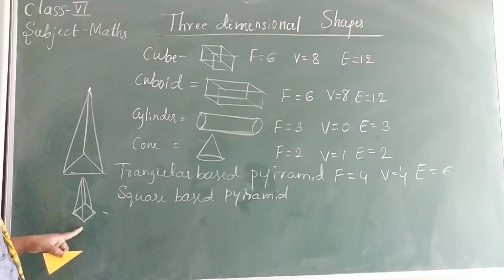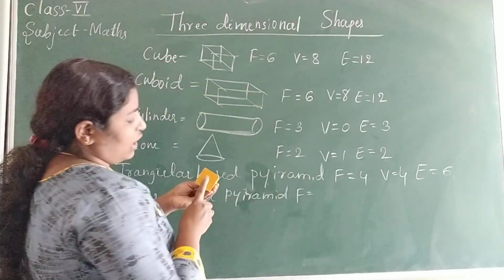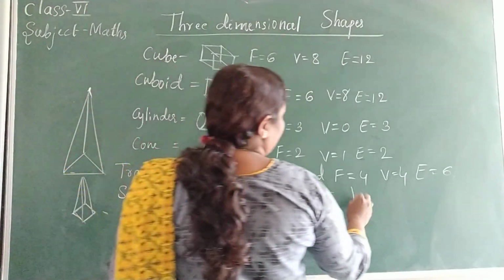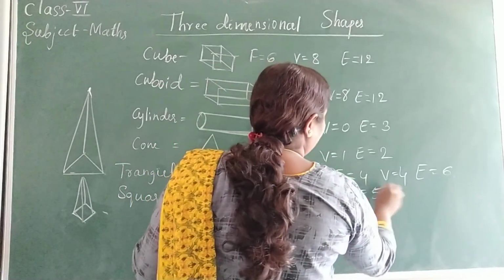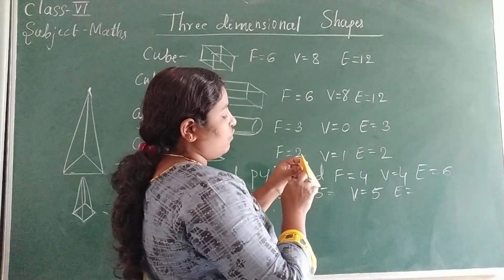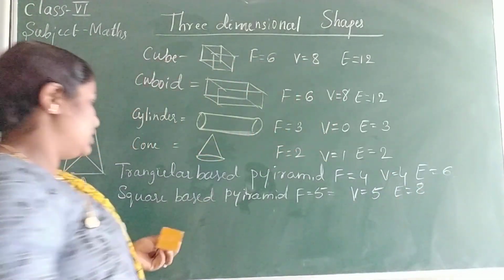This is a square based pyramid. It has 5 faces, 5 vertices, and 8 edges.